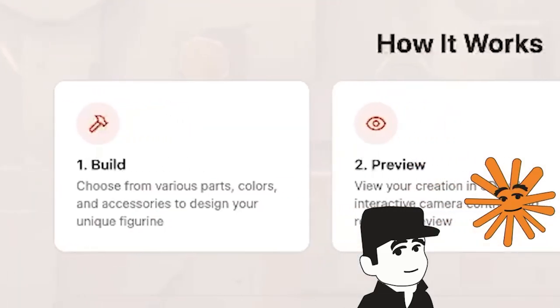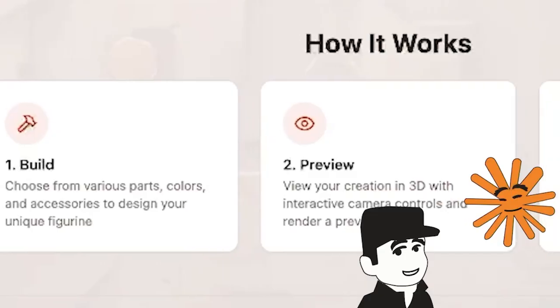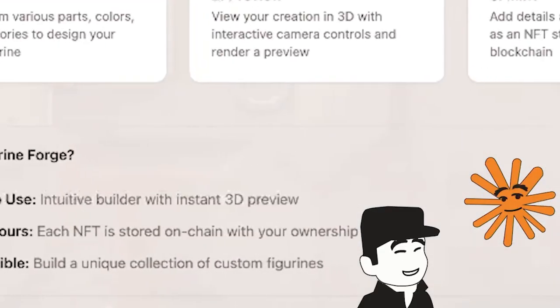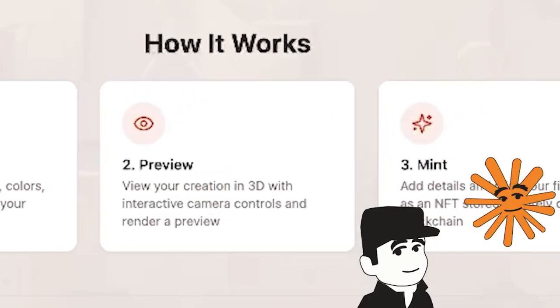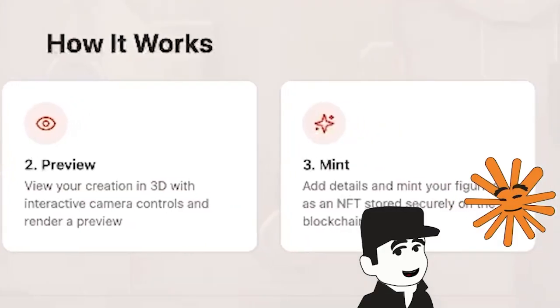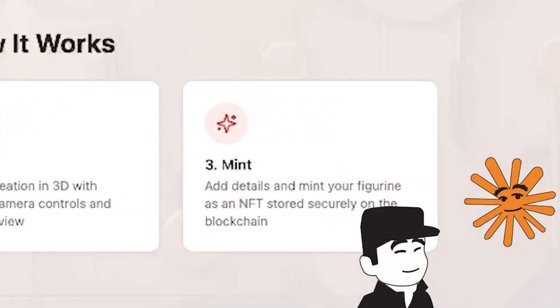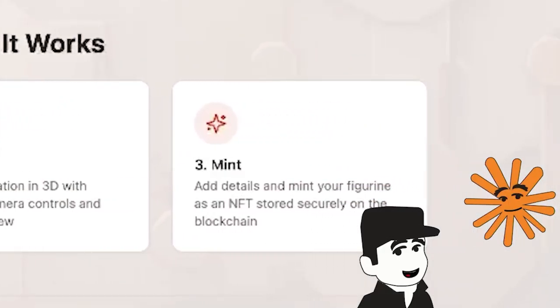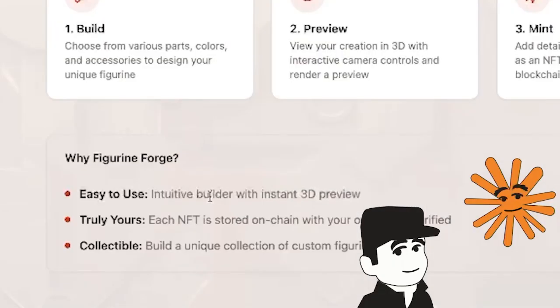Number 1, build or upload. Choose from various parts, colors, and accessories to design your unique figurine. Number 2, preview. View your creation in 3D with interactive camera controls and render a preview. Number 3, mint. Add details and mint your figurine as an NFT stored securely on the blockchain.